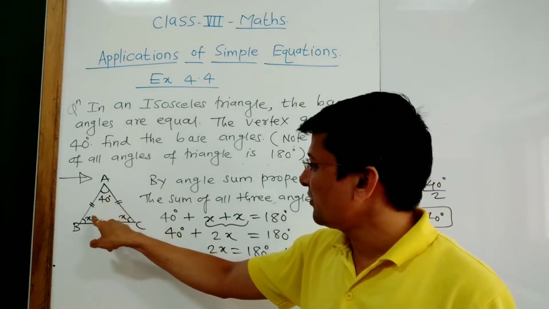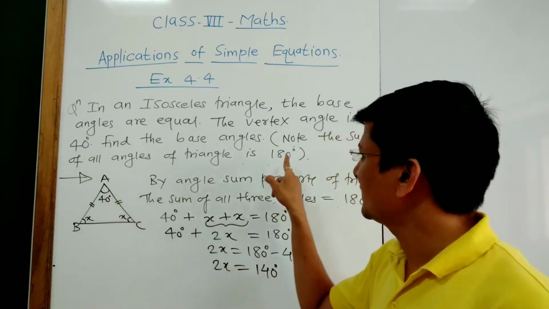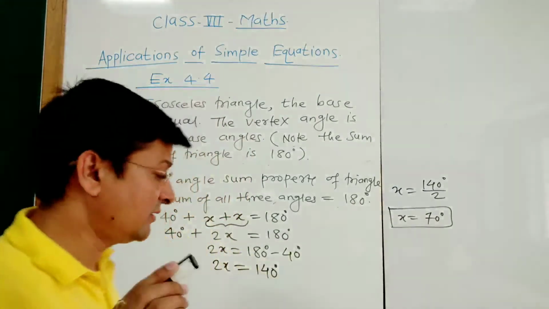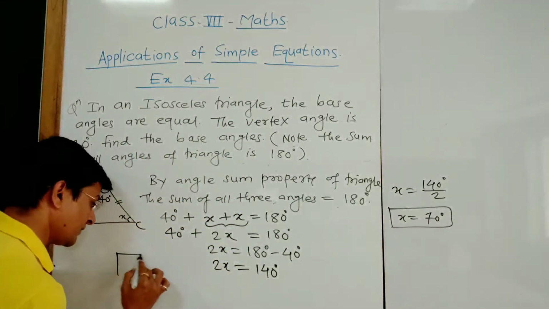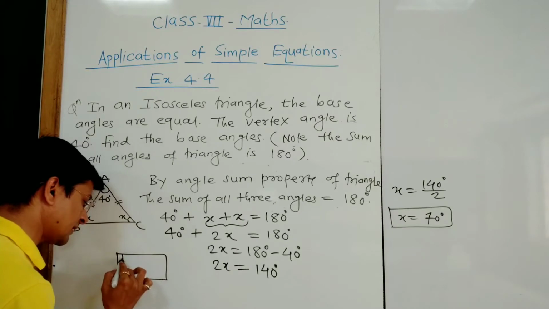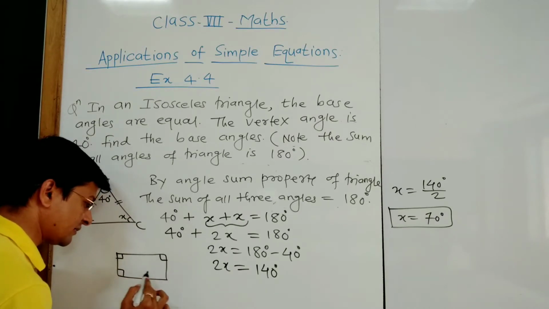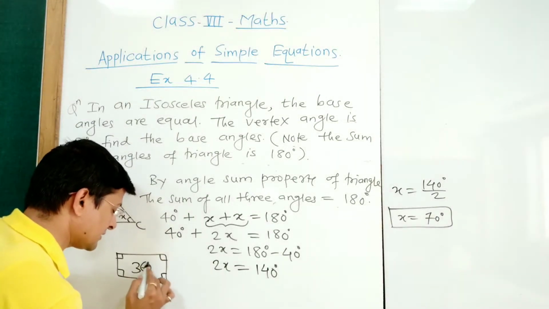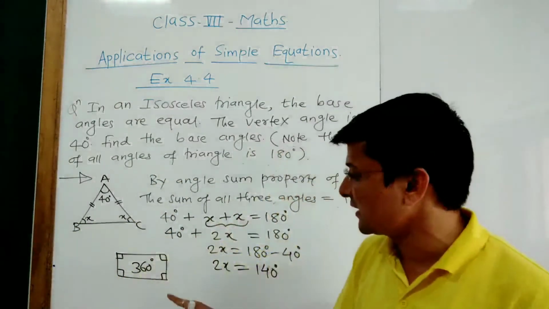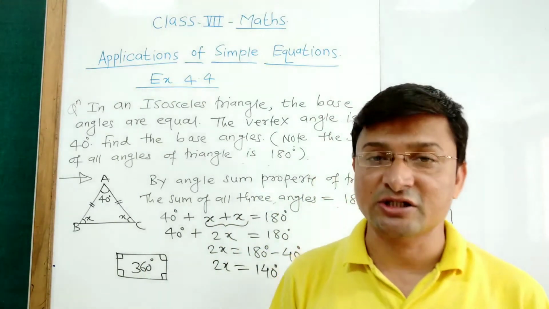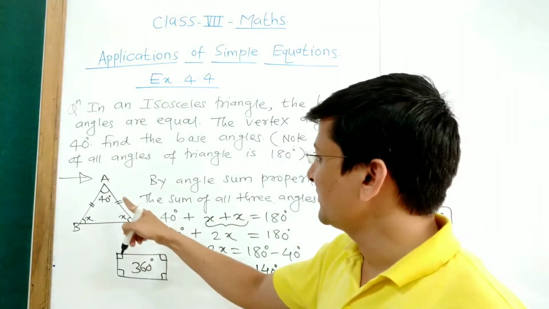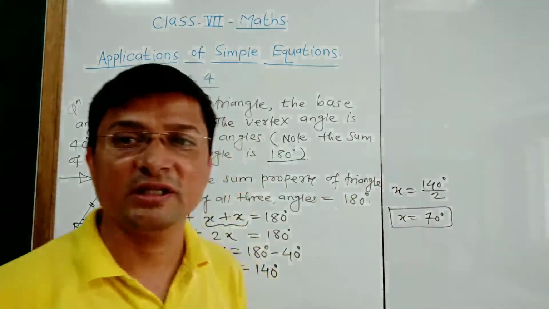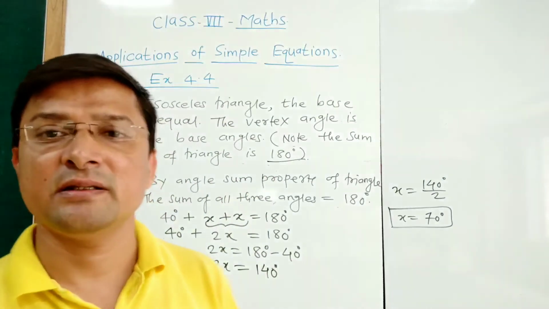Students, note one thing here. The sum of all three angles of a triangle is always 180 degree. And if the question is related to the quadrilateral, the quadrilateral may be square, may be rectangle, etc., the sum of all four angles of a quadrilateral is always 360 degree. For triangle, the sum is 180 and for quadrilateral, the sum is 360 degree. Now we will see next example.